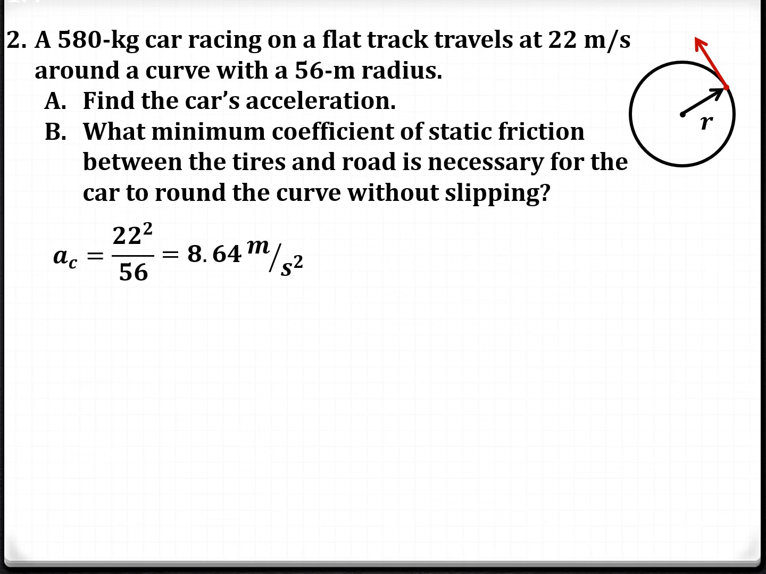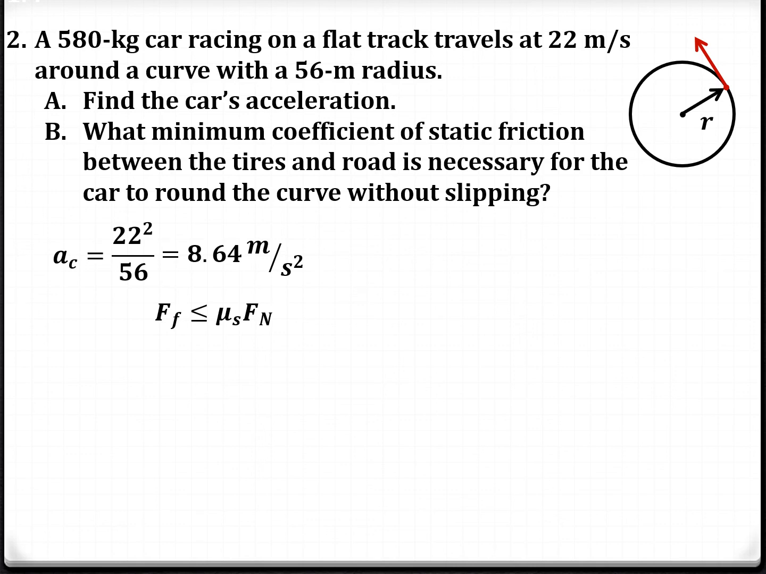Now part B says what minimum coefficient of static friction is needed between the tires and the road. That relies on this equation right here, where the force of friction is going to be less than or equal to the coefficient of static friction times normal force. It's the only place that the coefficient of static friction pops up in an equation. So therefore, in order to solve for the coefficient of static friction, I first have to solve for the force of friction as well as the normal force.